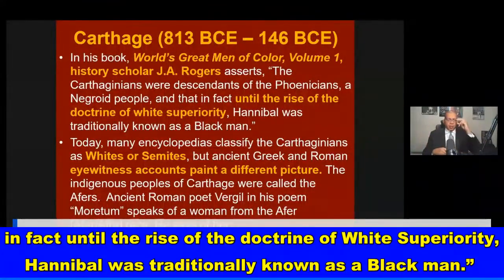Carthage is one of those African empires that Europeans tried to claim as their own. No, these were Black African people. These are descendants of the Phoenicians. So J.A. Rogers in World's Great Men of Color, Volume 1, said that the Carthaginians were descendants of the Phoenicians, a Negroid people, and that, in fact, until the rise of the doctrine of white superiority, Hannibal Barca was traditionally known as a Black man.